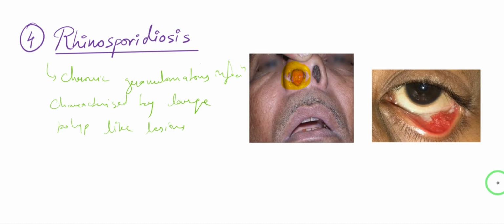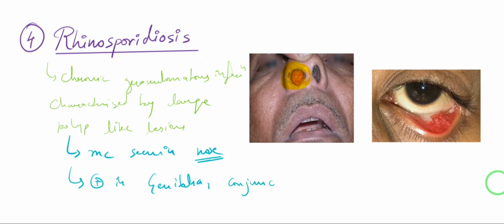So the causative organism is making this polyp here, right? This is the most common site actually. These polyp-like lesions are most commonly seen in the nose, so nasal polyps are the most common ones, but they can also be present in the genitalia, conjunctiva, ear, or larynx.